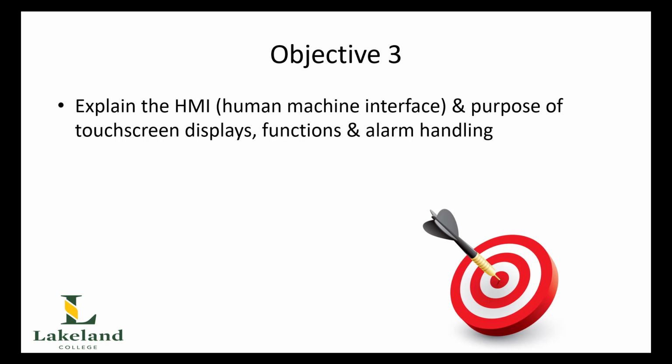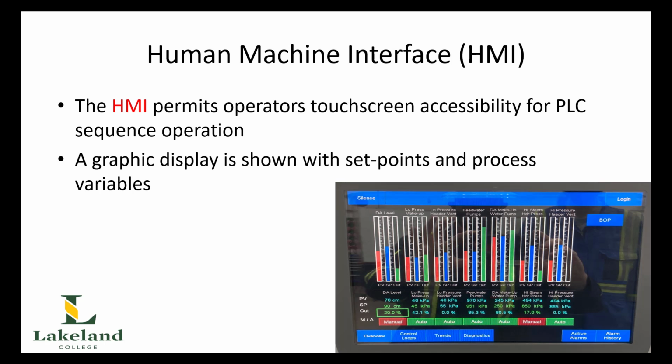Welcome back to Objective 3 in Chapter 4 of Unit 9 in our 4A series. In this objective, we're going to explain the HMI, which is the Human-Machine Interface, and purpose of touchscreen displays, functions, and alarm handling. Now, we keep mentioning this term, human-machine interface. I've referred to it in the previous objective, and indeed we've referred to it in previous chapters and units. So, exactly what is a HMI?